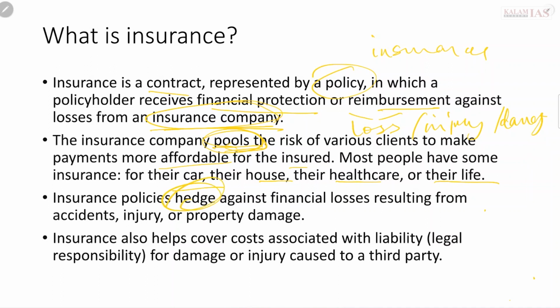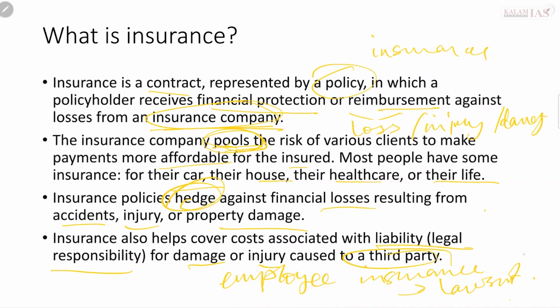The insurance policies hedge against financial losses resulting from accidents, injury, or property damage. Insurance also helps cover costs associated with liability, such as legal responsibility for damage or injury caused to a third party. Let's say you had employee insurance, and then there was a lawsuit against you. If the insurance company has paid the claim, then they will fight the case. If they win, they will take the benefits also. Okay. So this is how the insurance business largely works.